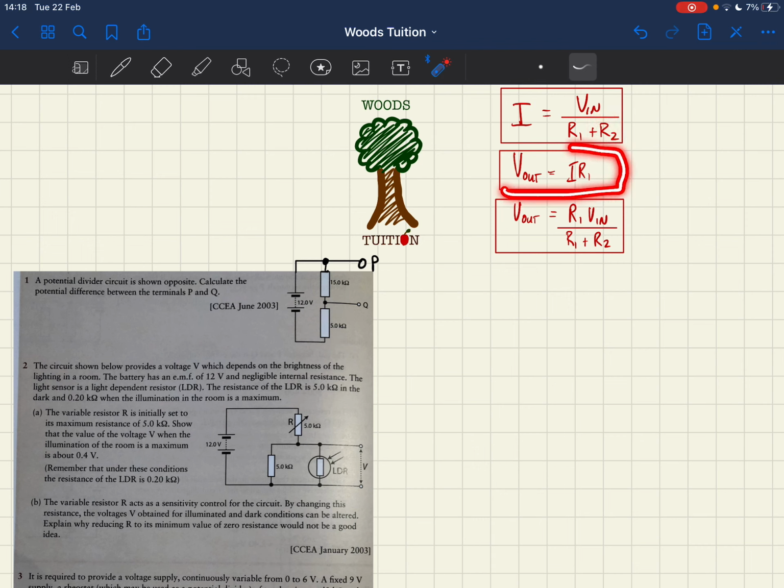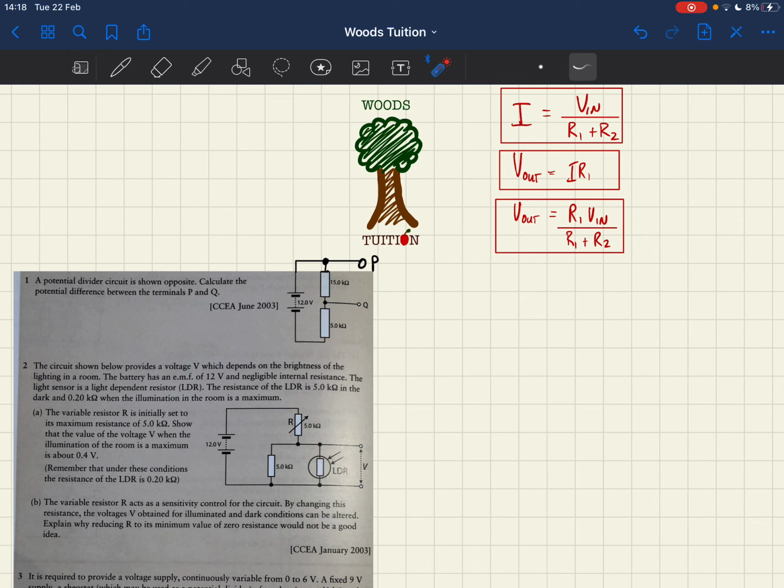Then we have V equals IR, which takes into account this segment of the circuit where the voltage out, the potential difference between point P and Q, is going to be given by the total current of the circuit multiplied by the resistance of this resistor. To find the potential difference out, you've got your voltage in coming here, your voltage out there, your resistor 1 here, your resistor 2 there, and that's essentially how it goes.